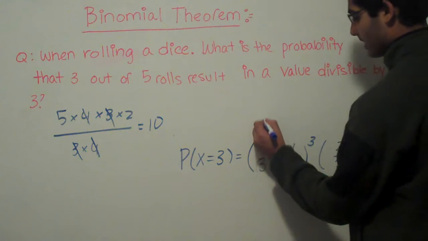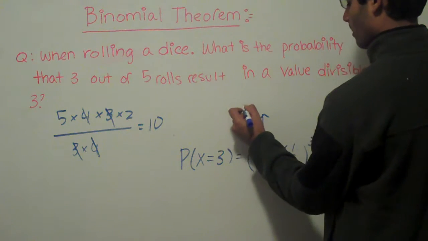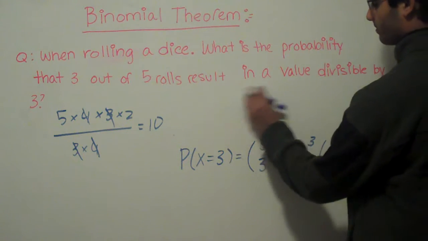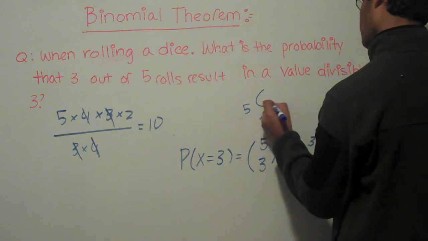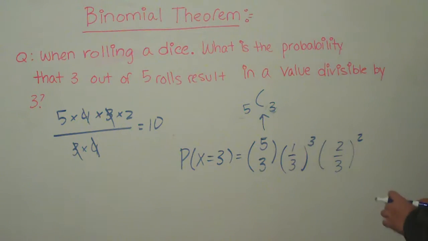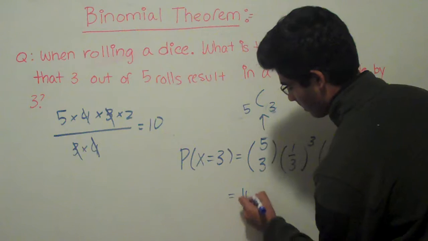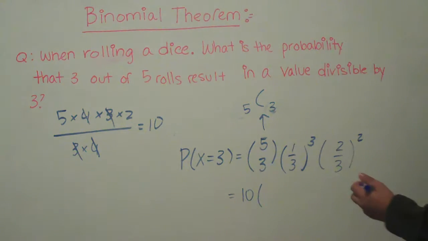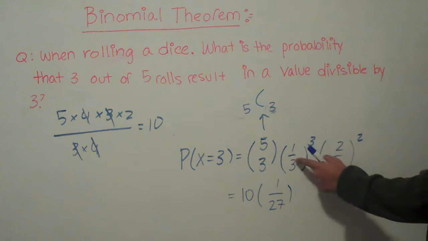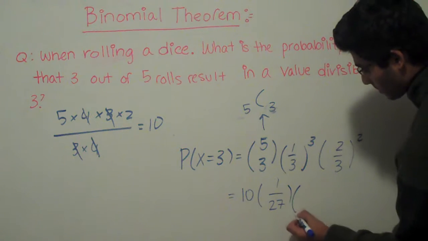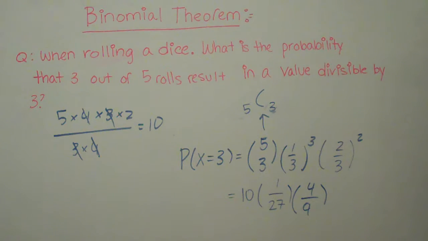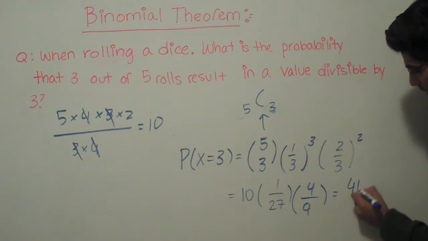I should also note that this can also be written as 5C3. So that's another way to write it out. Okay, so this is equal to 10 times 1/3 to the third power, which just becomes 1 over 27, because it's 1 cubed over 3 cubed, which is 1 over 27, multiplied by 4 over 9. Okay, so we get 40 over some value.